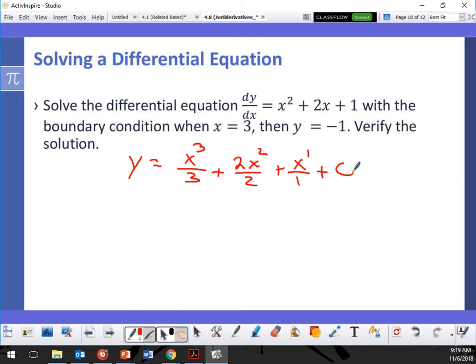So now we're going to try and solve for my initial condition. With the boundary condition when x is 3 and y is -1, verify the solution. So that means we're going to plug in x and y. Let's do that. So it should be -1 is equal to 3 to the 3rd over 3 plus 2 times 3 squared over 2 plus 3 to the 1st over 1 plus c, right? Now, a lot of times they'll put in a c sub 1 or something like that because you quite possibly could have more than one solution.